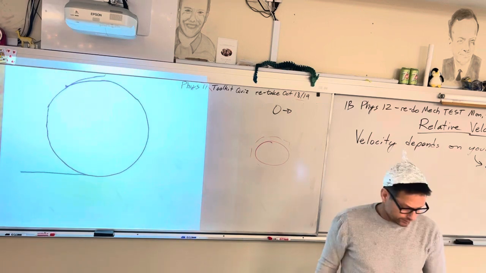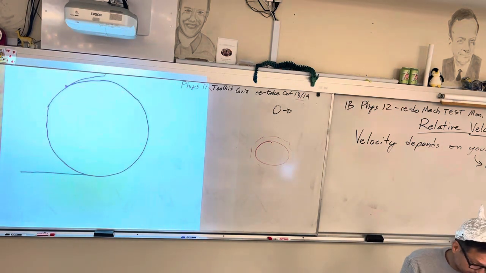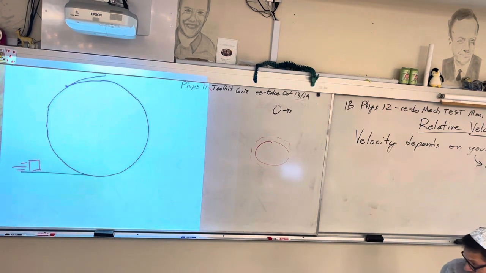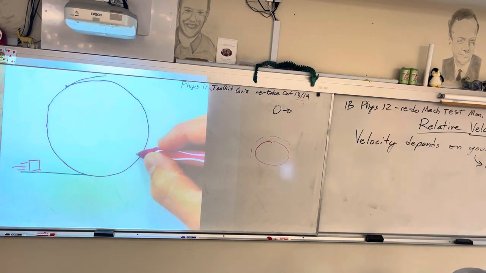So this is a ramp. We're gonna have a little block and we're gonna fling it with some velocity. And it's gonna end up here.